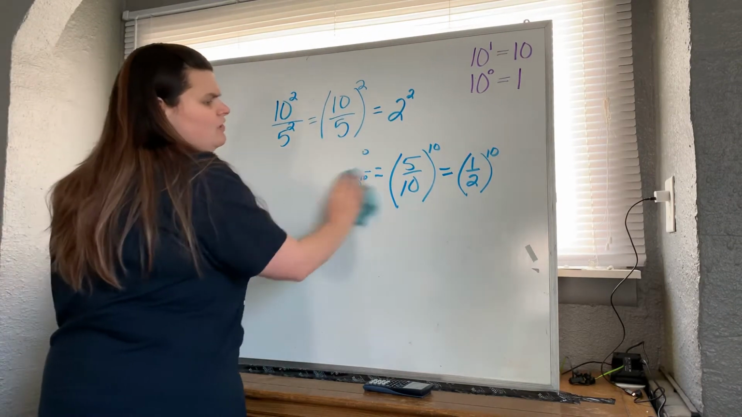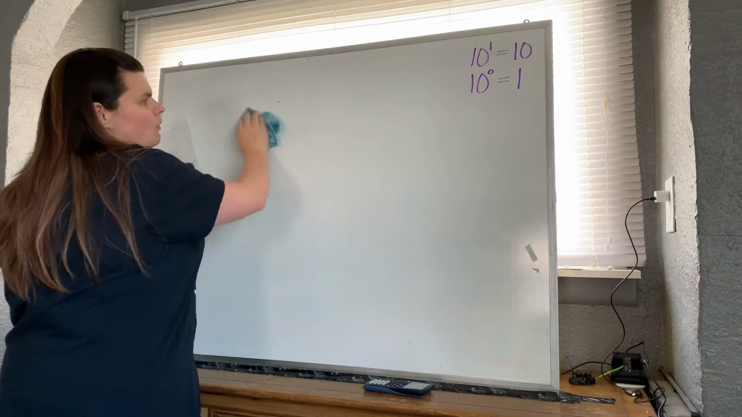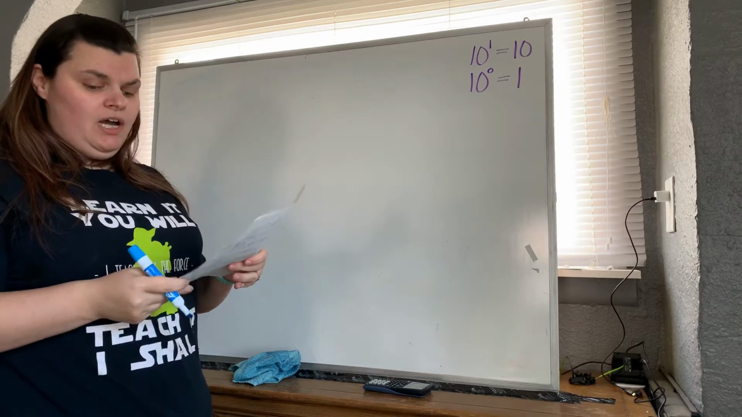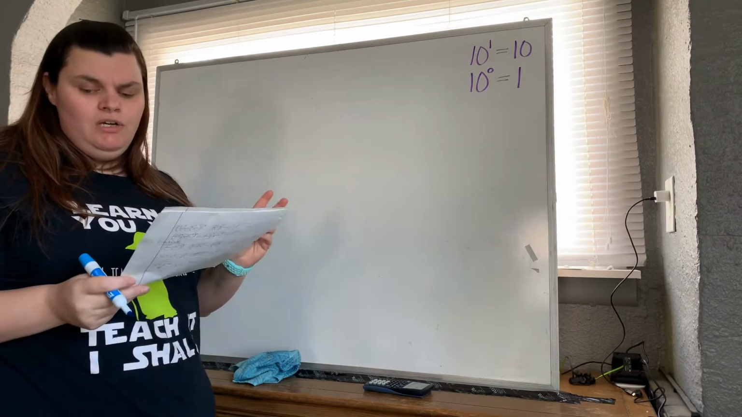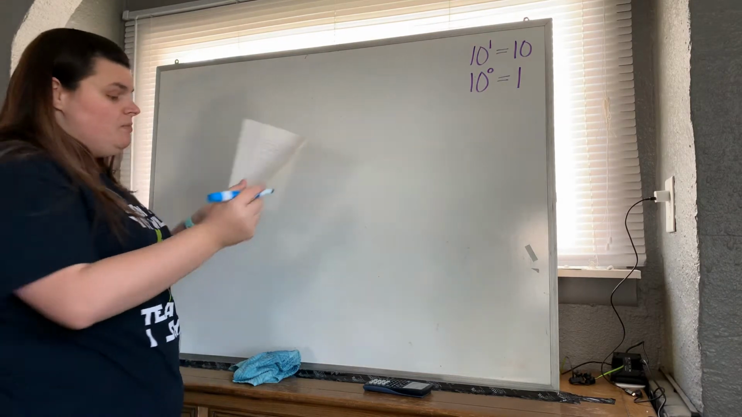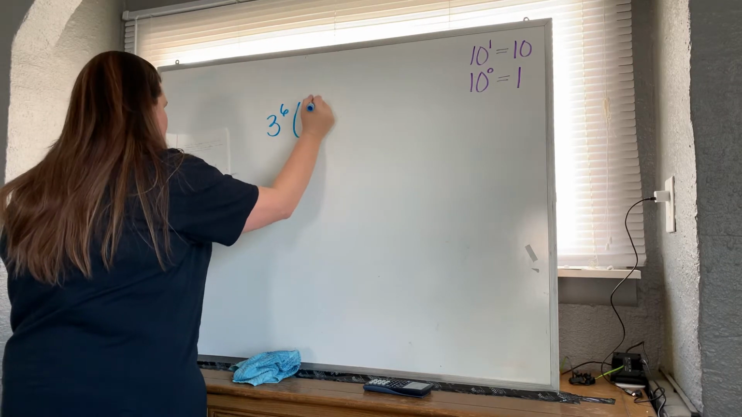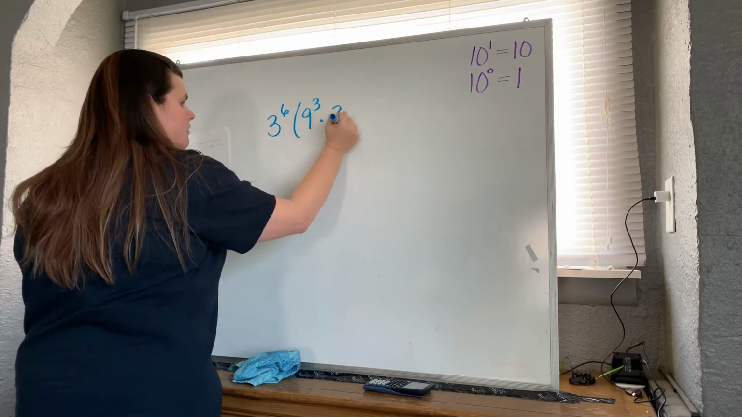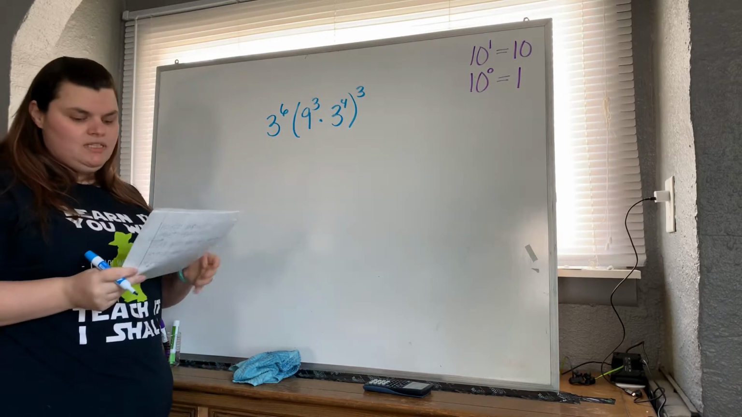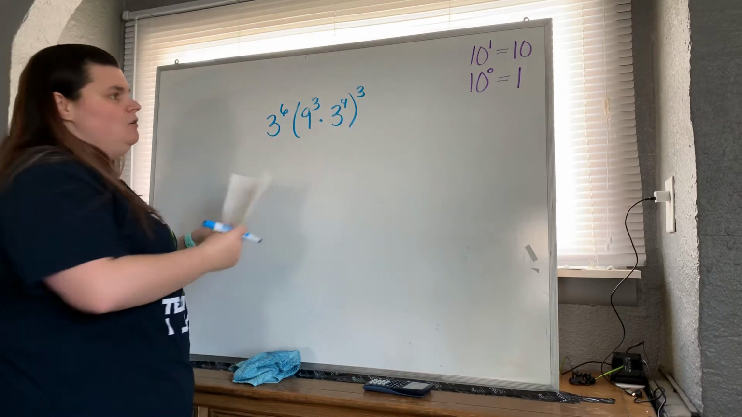So then at some point in your packet, it's going to ask you to rewrite expressions using only 1 or 2 powers. All right? So they want you to rewrite it as either a quotient or a product using 2 powers. So if you have something that looks like this, we're just going to simplify it one step at a time. So we're going to start with this outside power and we're going to distribute it inside, okay?